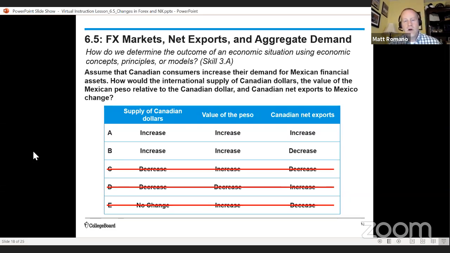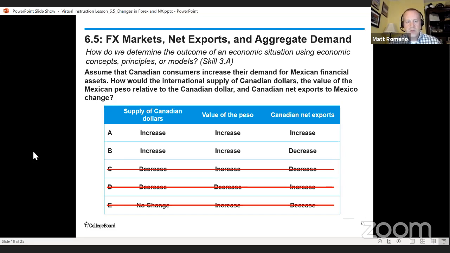Okay, now move on to the peso. In this case, both options are telling you increased value of the peso, and that is correct, obviously. If Canadian consumers are demanding more pesos, increased demand for the peso, that's going to increase the value, obviously. Likewise, the increase in the supply of dollars decreases the value of the Canadian dollar, which of course coincides with an increased value of the peso. So increase is correct there.